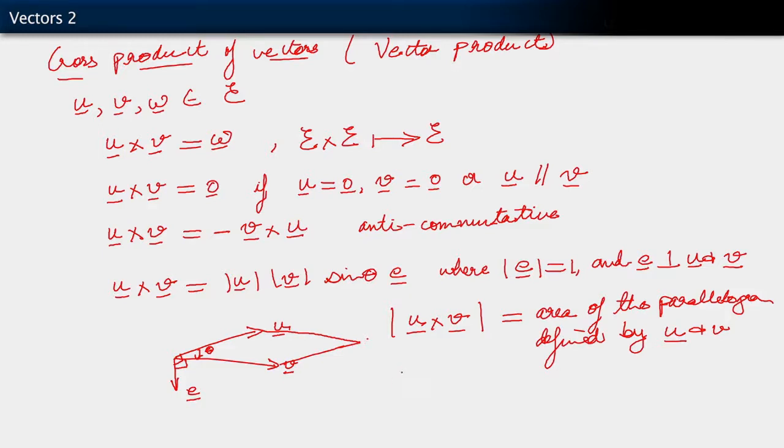Alternately, sometimes if we don't worry about the magnitude but just look at u cross v, it is often referred to as the area vector of the parallelogram. Okay? So that does it for our cross product, and that is also a good place to end this segment.